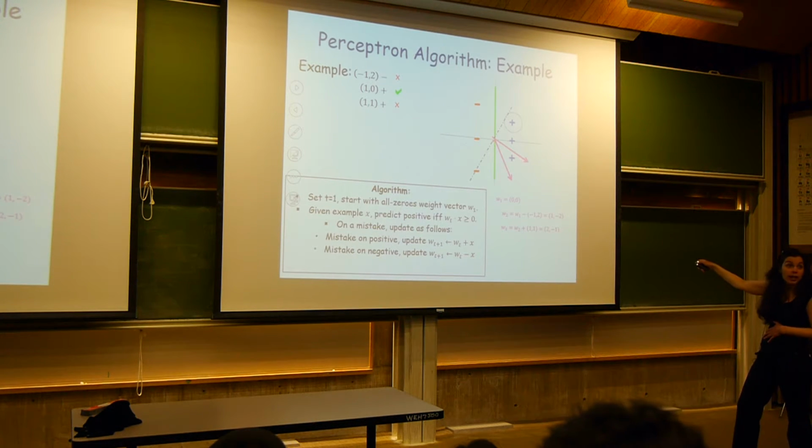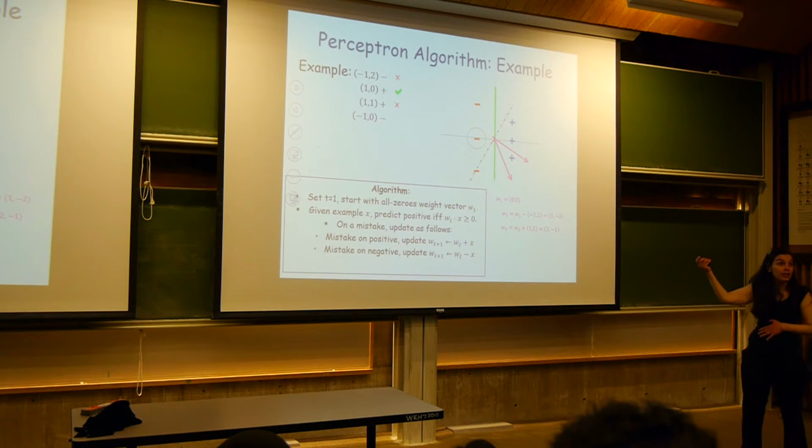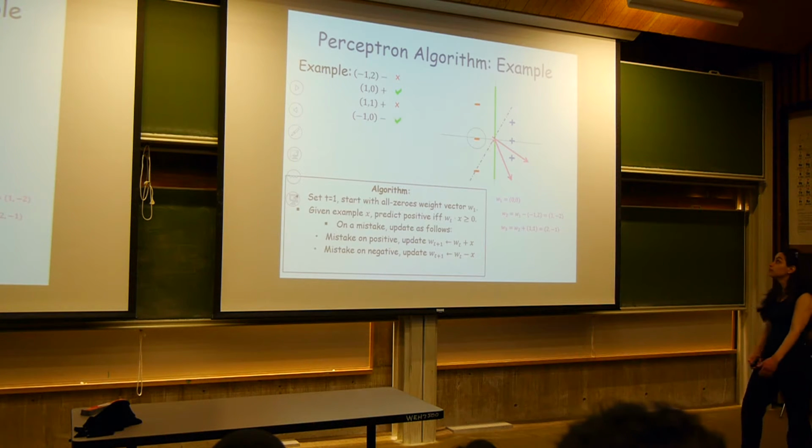So this is our current guess for the target, and this will be the hyperplane, the classification hyperplane. Okay, and then you can keep going on. Another new example comes in, but that's a true negative example. Because our current guess for the target is the W3 vector and this is the corresponding hyperplane, we're going to correctly classify this negative example, so we're not going to make a mistake, and we're not going to update our weight vector.